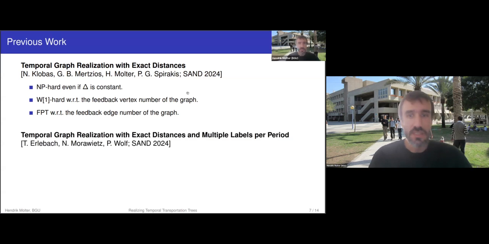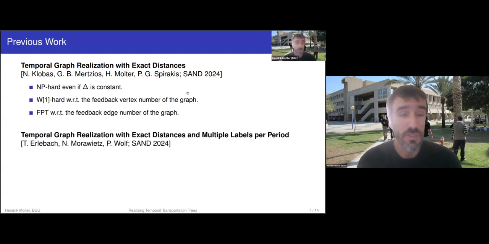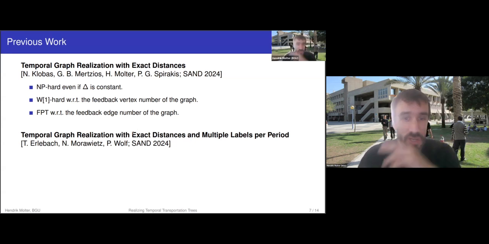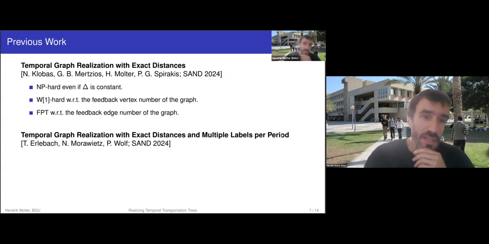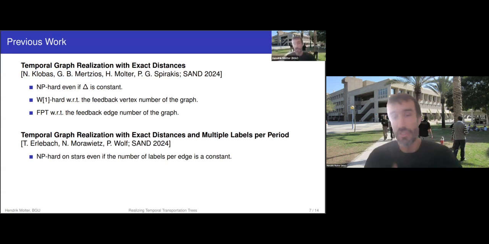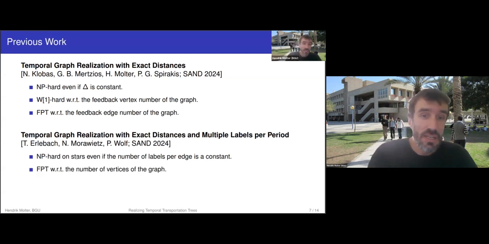And then there's a second work about which we heard a talk earlier this morning, where on top of requiring exact distances and allowing general graphs as the underlying topology, we also can place multiple labels per period on each edge. And here some of the results are that this is NP-hard on stars, even if the number of labels that I can place on each edge is a constant.